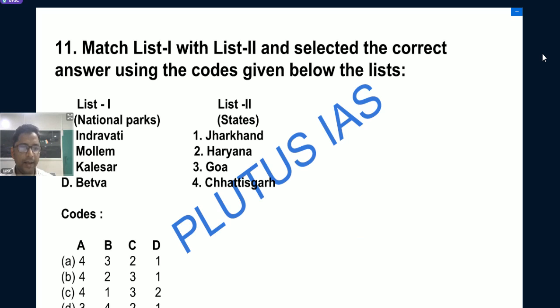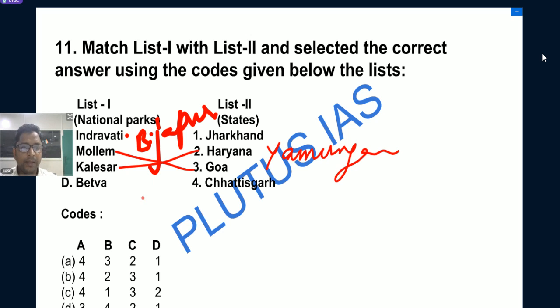Okay. Then question number 11. Some national parks have been given and the states have been given, so we have to match them. The national park number 1 is Indravati. Indravati National Park is in Bijapur, which is situated in Chhattisgarh. Then Mollem National Park is in Goa. Kalesar is situated in Haryana, Yamuna Nagar, Haryana. Then Betwa National Park is situated in Chota Nagpur Plateau in Palamu district, Jharkhand.